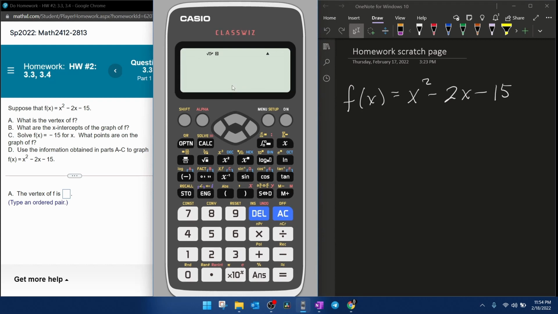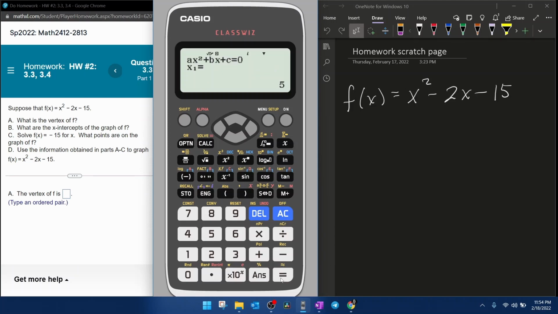So with our calculator, in order to find the vertex, we want to go to the menu. We want to scroll down to where it says equation/function. We do have a polynomial, option 2. It is degree 2. It is a quadratic. And so we simply need to input the values for A, B, and C. That would be 1, -2, and -15.